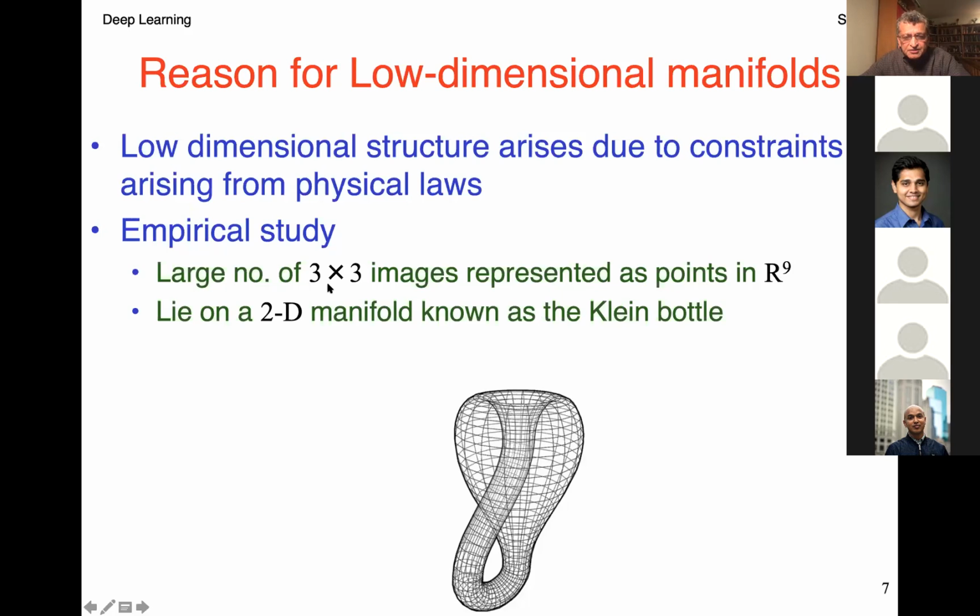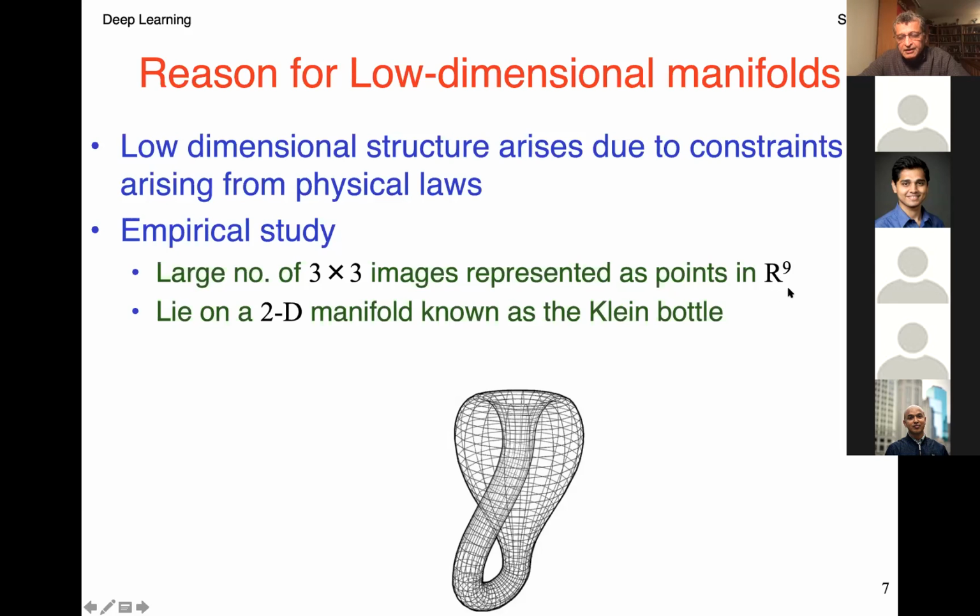They looked at a large number of 3 by 3 images. Let's look at 3 by 3. It's a very small picture, right? 3 by 3 represented as points in R9. When you have a 3 by 3, there are 9 pixels. Each pixel can have so many values, depending on the quantization, how many bits per pixel you're going to be using. If you use 8 bits per pixel, there are about 256 values per pixel. 2 to the power of 8, what is that? Okay.